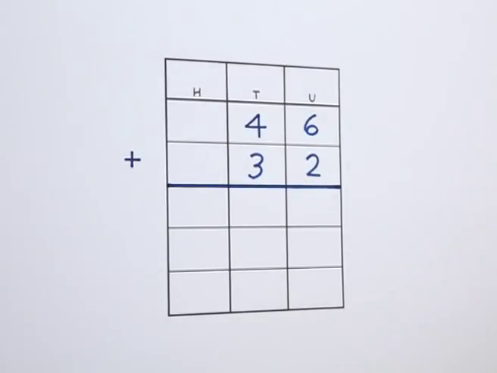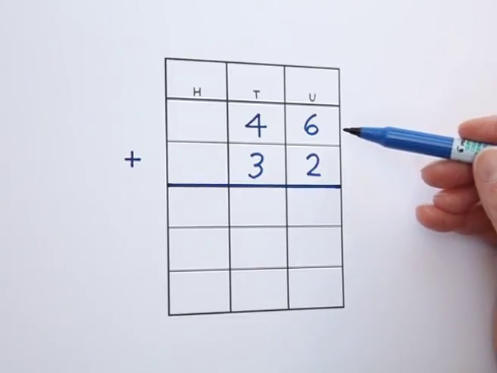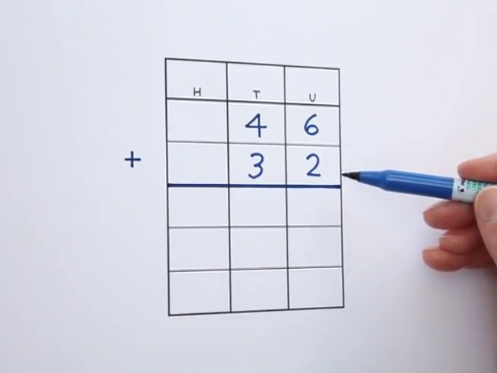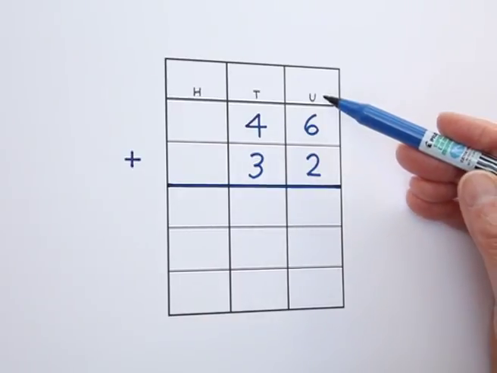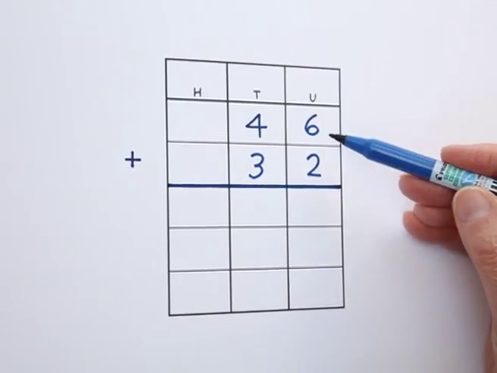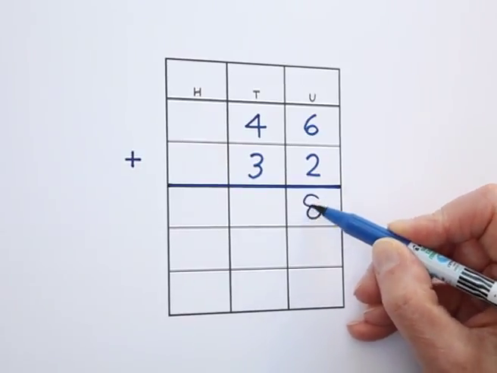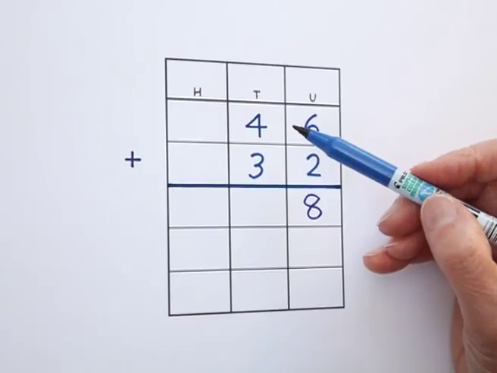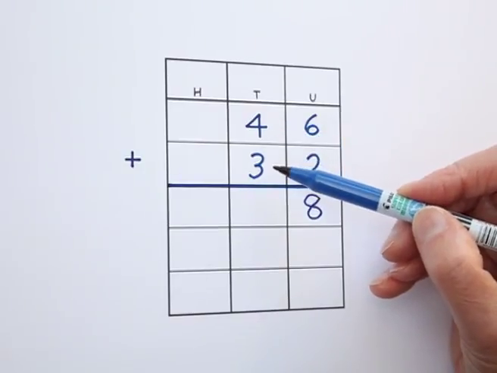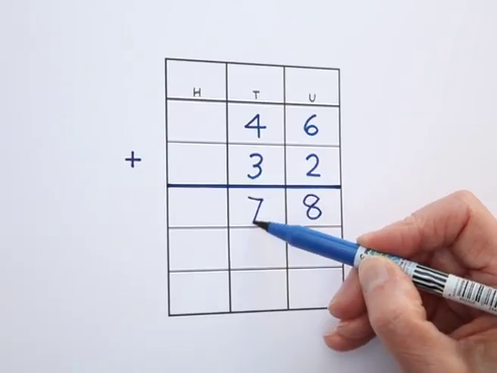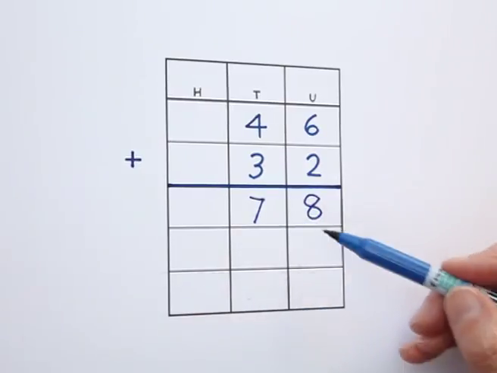Let's look first at adding 2-digit numbers using the tens and units columns. If you're not sure about the headings of the different columns, have a look at the sections on place value. To add 46 and 32, start, as always for adding, in the units column. 6 plus 2 is 8. Then you add the numbers in the tens column. 4 plus 3 is 7. So the answer is 78.